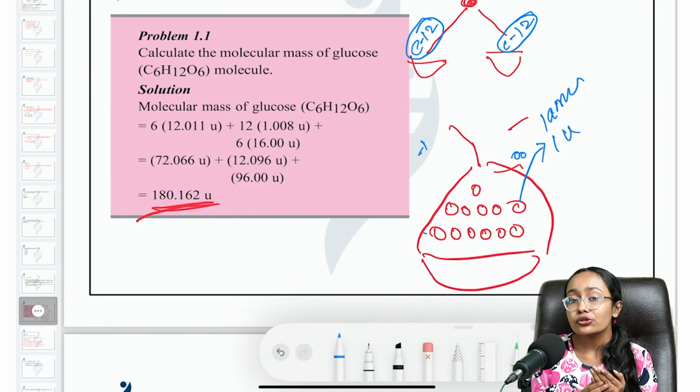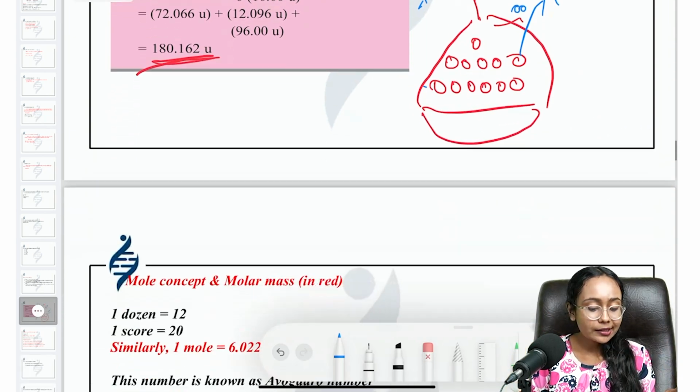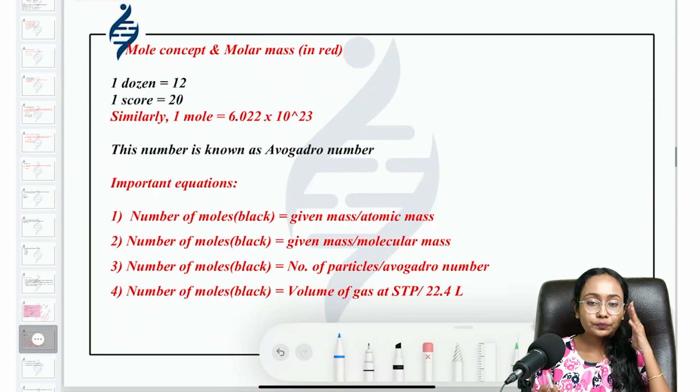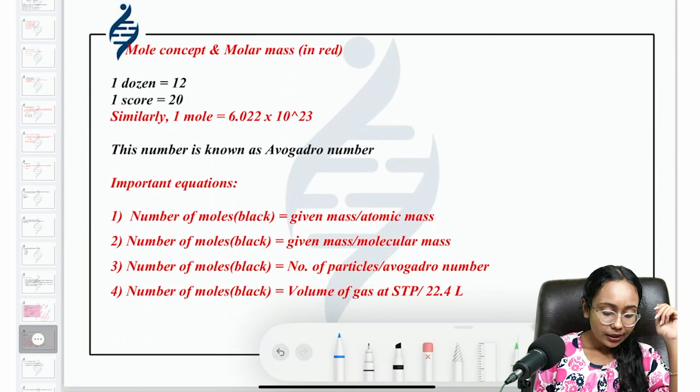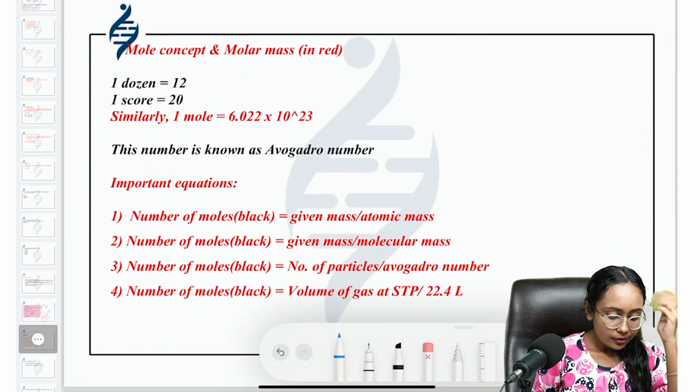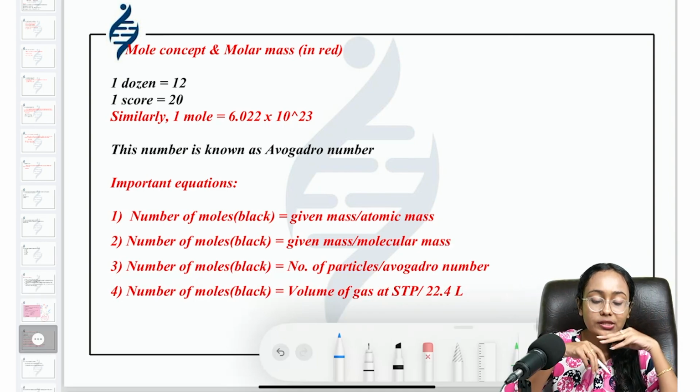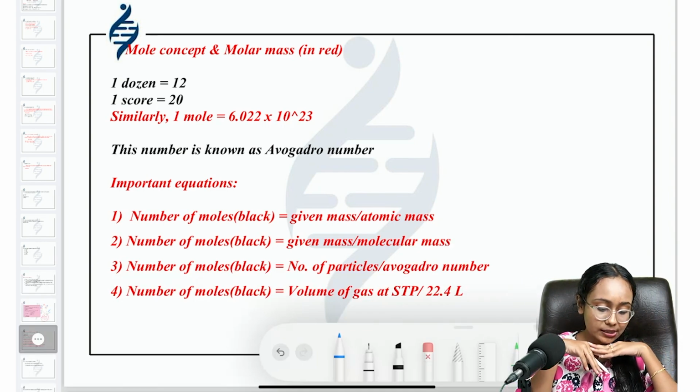So you may be asked to define AMU or unified mass. Just give this answer: it is the 1 by 12th mass of C12 isotope. Hope that's clear. Now, we need to know what is mole concept and molar mass.